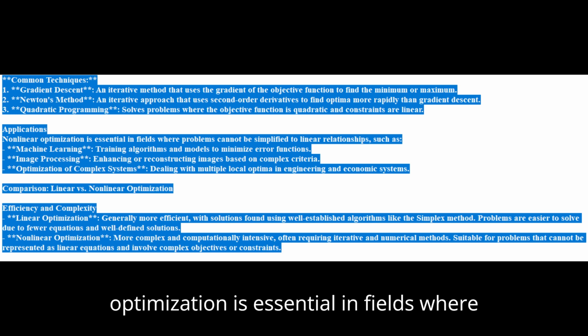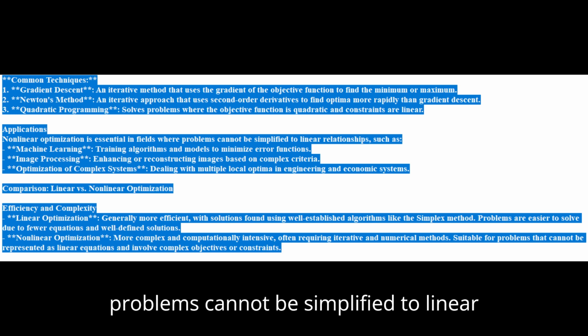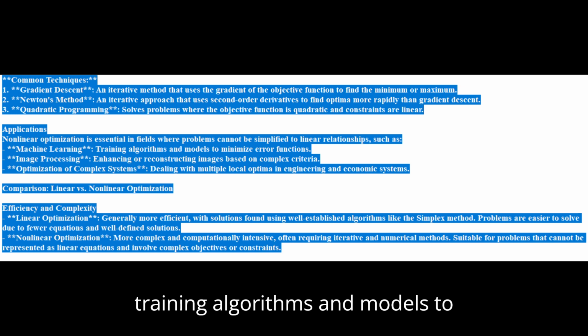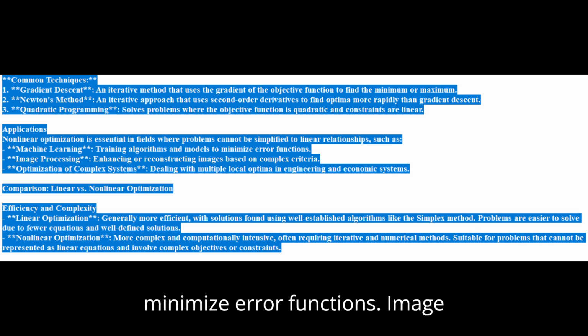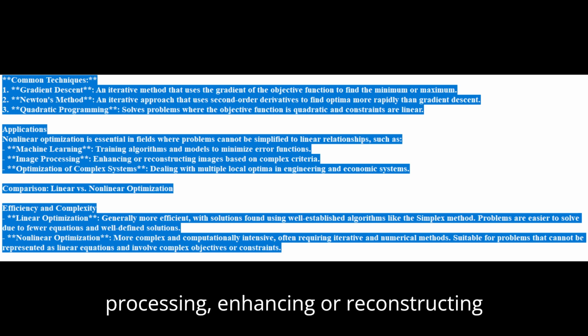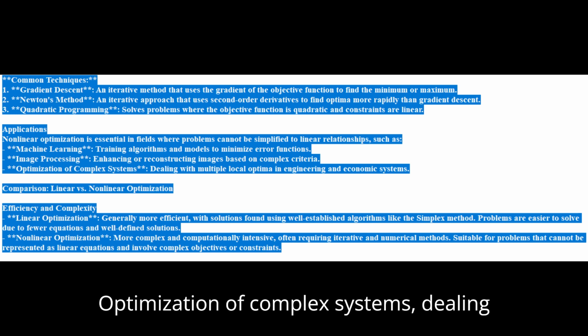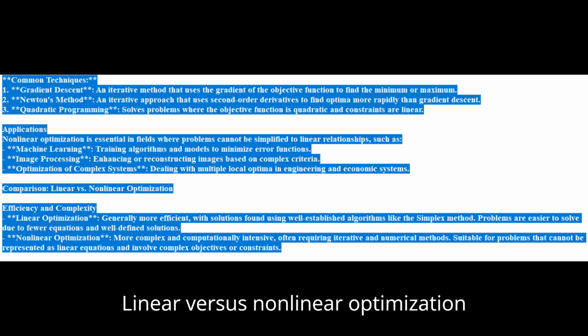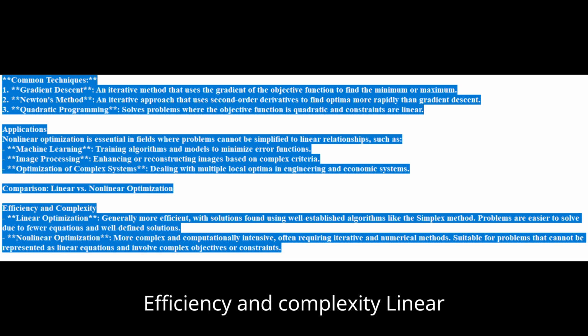Nonlinear optimization is essential in fields where problems cannot be simplified to linear relationships, such as machine learning, training algorithms and models to minimize error functions; image processing, enhancing or reconstructing images based on complex criteria; and optimization of complex systems, dealing with multiple local optima in engineering and economic systems. Comparison, linear versus nonlinear optimization: efficiency and complexity.